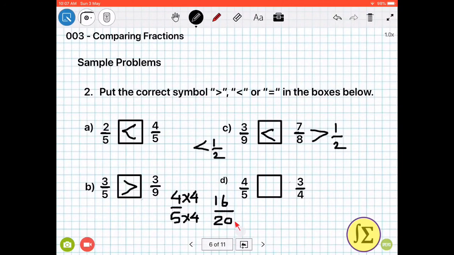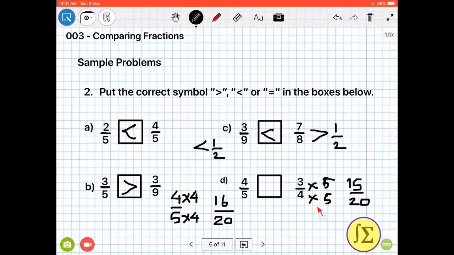Okay, now 3 over 4, we're going to do the same thing. We're going to convert that to an equivalent fraction with the denominator of 20. So how do we get that? So 4, we have to multiply it with 5, we get 20. That means the numerator, we must also multiply it by 5. So we get 3 multiplied with 5, we get 15, right?